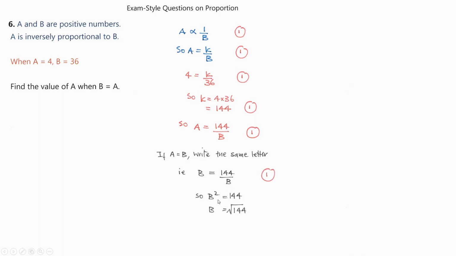So b is 144 divided by b. Multiply both sides by b, and b squared is 144. b is the square root of 144, so b is 12. Can you see how that makes sense? If b was 12, then a would be 144 divided by 12, which is 12. So when they're 12, you get the same answer.